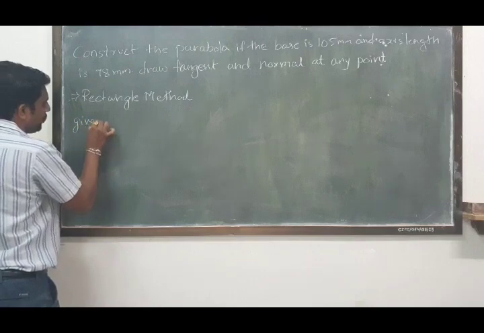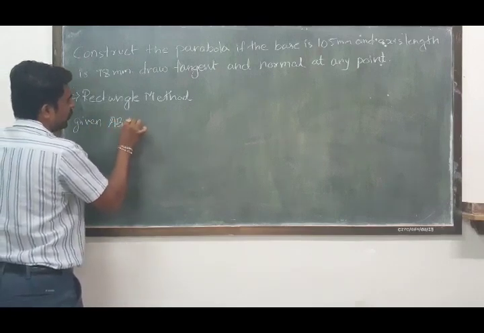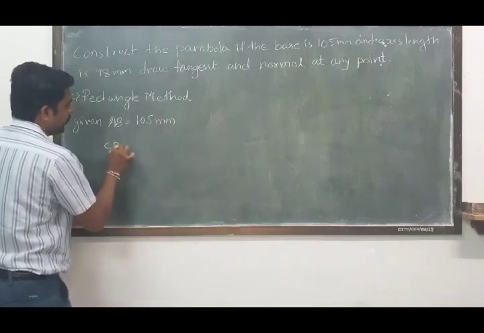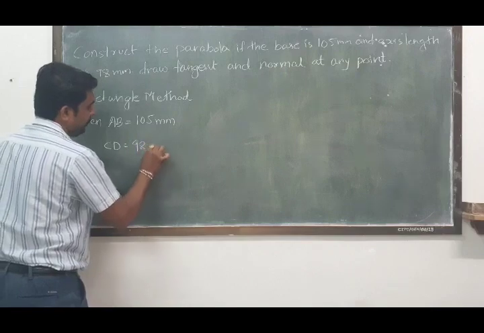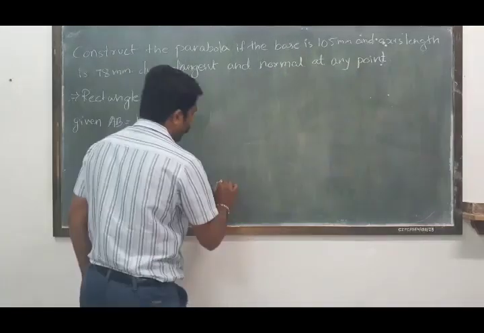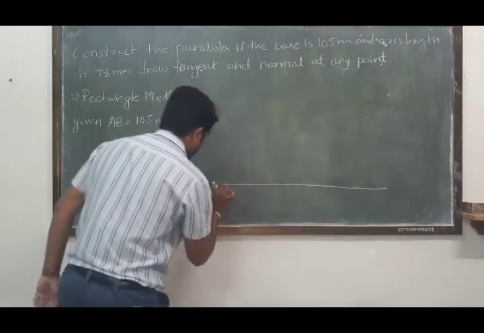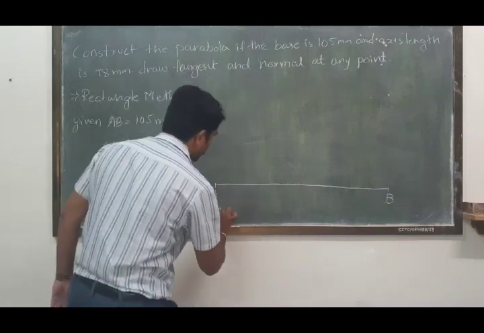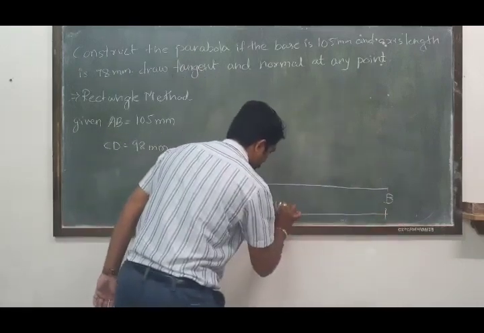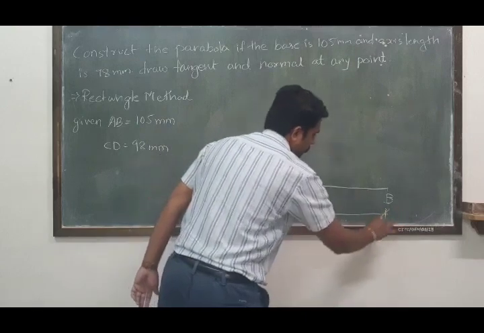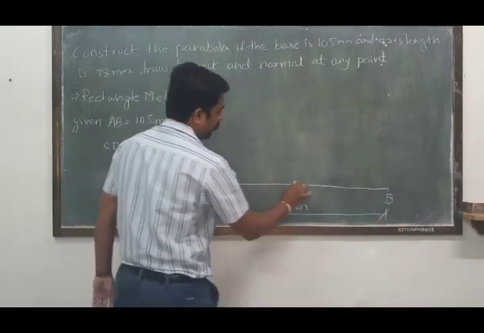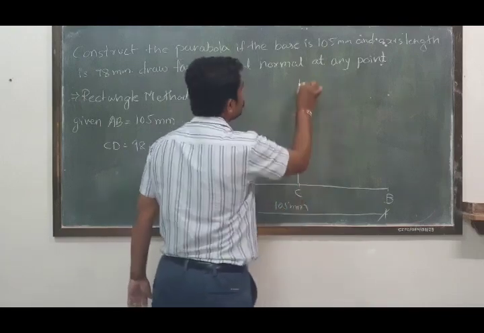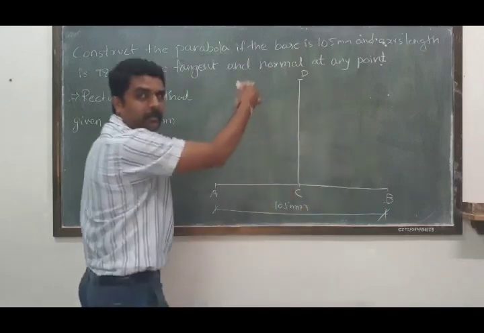Given data is AB, that is nothing but base 105 mm, CD, which is nothing but axis 98 mm. So draw a base AB of 105 mm length. Locate the center of AB and draw CD at a height of 98 mm.